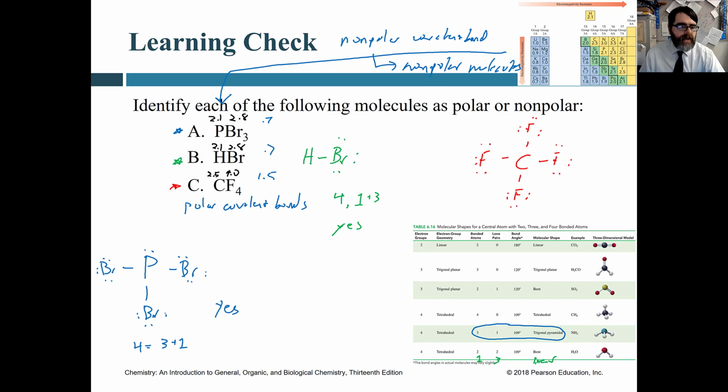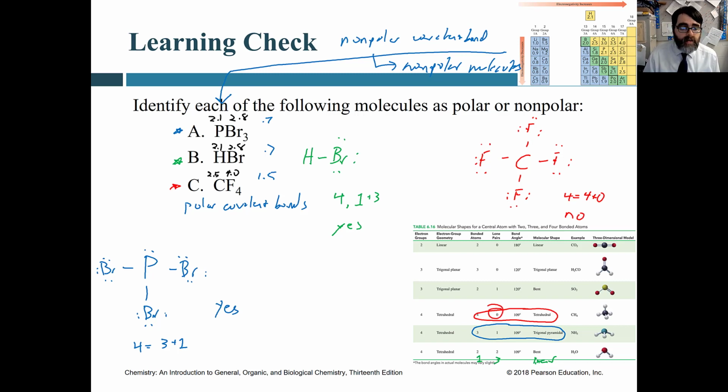The last one over here, we have 4 bonding regions broken up into 4 things bonded to it and 0 unshared pairs of electrons. And so then that gets us into this region here where it is tetrahedral, bond angle of 109. And this one turns out to be a no because of those 0 unshared pairs of electrons.